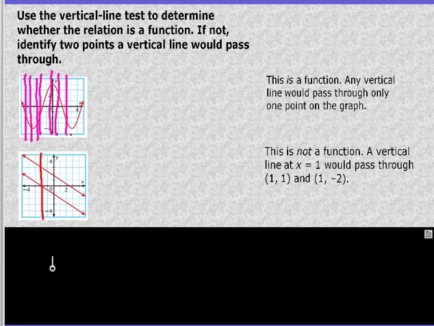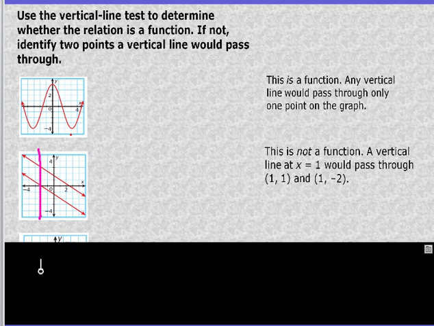Oh, this actually has some stuff left over on it. Okay, on this one, obviously, any particular vertical line is going to touch 2 points. So this is not a function. So that's another way to figure out whether you have a function or not.